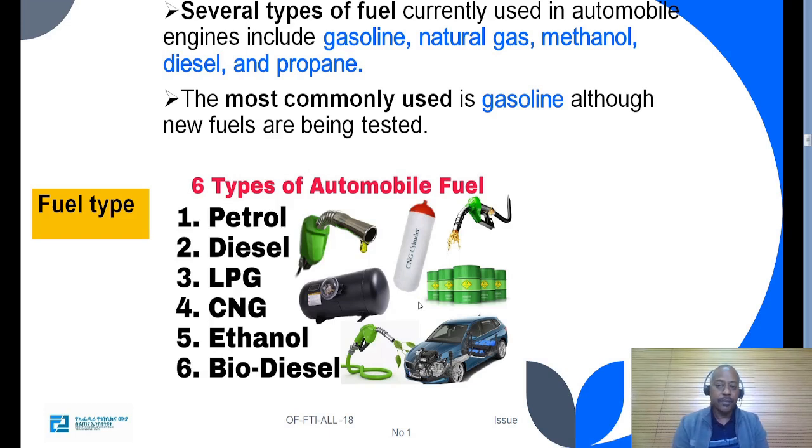The fuel type. Several types of fuel currently used in automobile engines include gasoline, natural gas, methanol, diesel, and propane. The most commonly used is gasoline, although new fuels are being tested. From this picture, you can see the different types of automobile fuel.